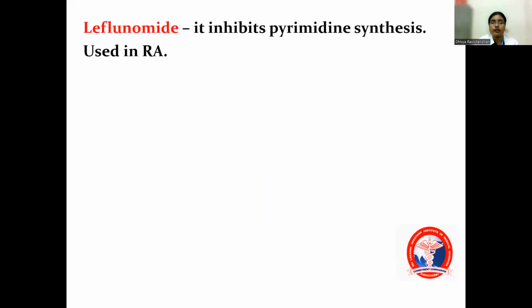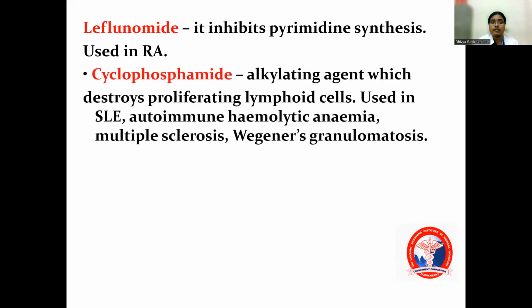Leflunomide inhibits pyrimidine synthesis and is used in rheumatoid arthritis. And cyclophosphamide is an alkylating agent which destroys proliferating lymphoid cells, used in SLE, autoimmune hemolytic anemias, multiple sclerosis, and Wegener's granulomatosis.